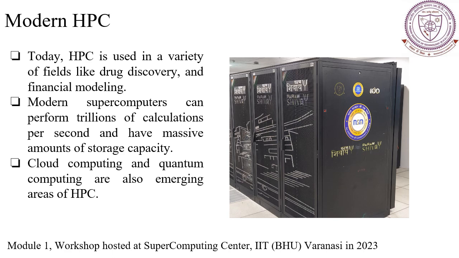And the third one is modern HPC. Today's HPC is used in a variety of fields like drug discovery and financial modeling. Modern supercomputers can perform trillions of calculations per second and have massive amounts of storage capacity. Cloud computing and quantum computing are also emerging areas of HPC.